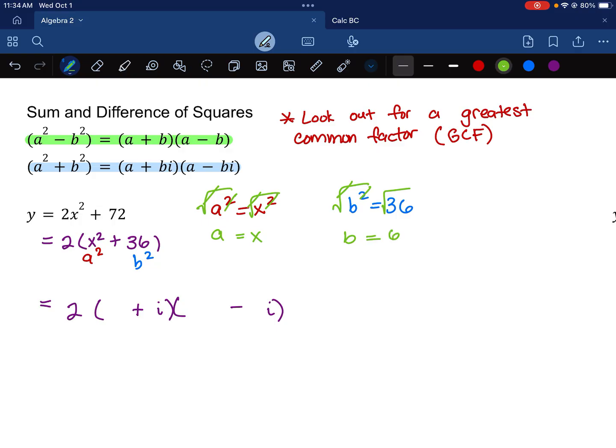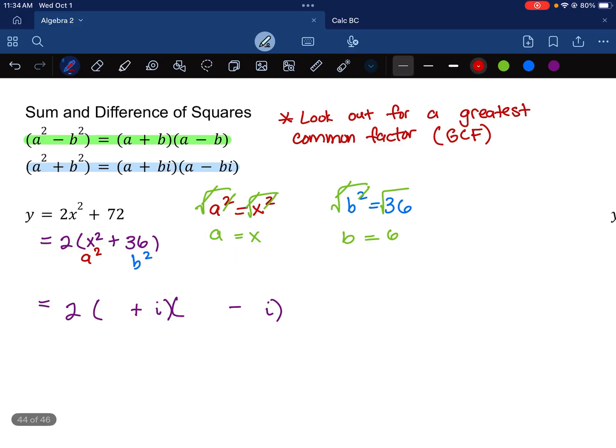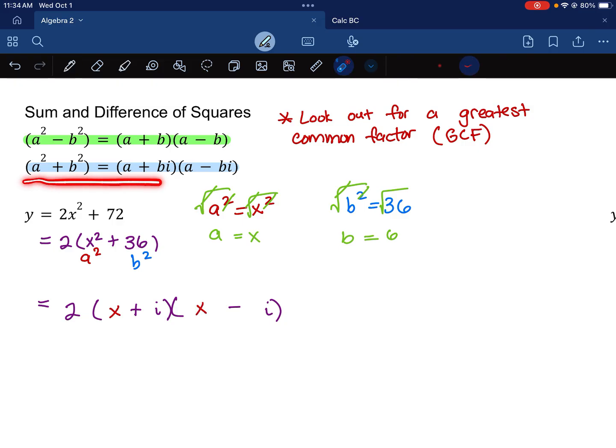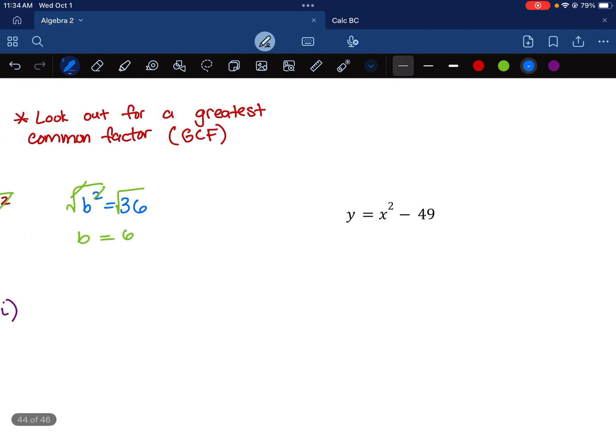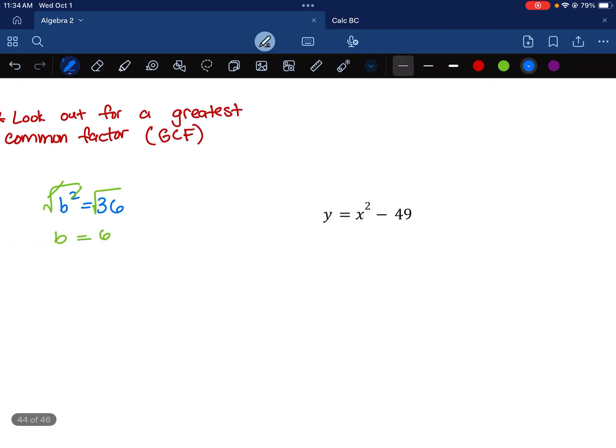So now we know what our a is. Our a is x, so we're going to fill that in. That takes up the first spot in your parentheses, just like this formula shows right here. And then your b value, that's 6, that's going to be in your second spot. So this whole thing factors into 2 times x plus 6i times x minus 6i. And that's your sum of squares. But what if it was subtraction? So now you have a difference of squares.